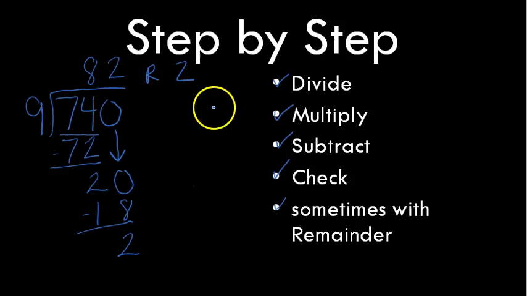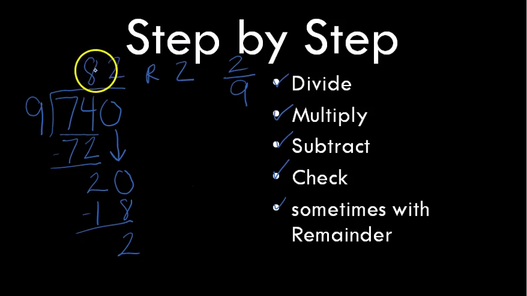I said earlier we could also express that as a decimal, or we could express it as a fraction. First, let's take our fraction answer. If I take 2 divided by 9 and wrote it out that way, I could write it as 2/9. So one quotient is an 82 remainder of 2. Another quotient is 82 and 2/9. So I take my divisor and I make it part of my quotient.